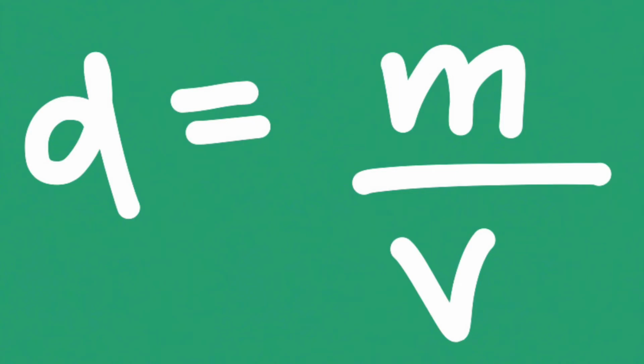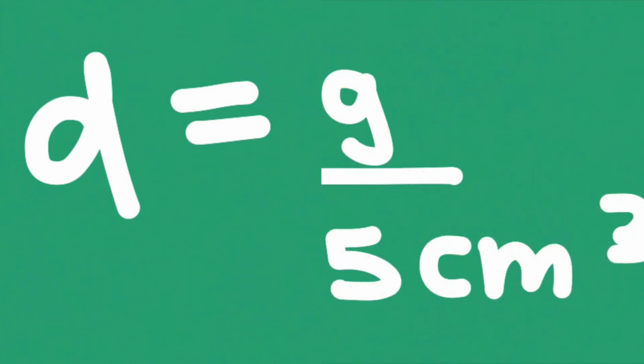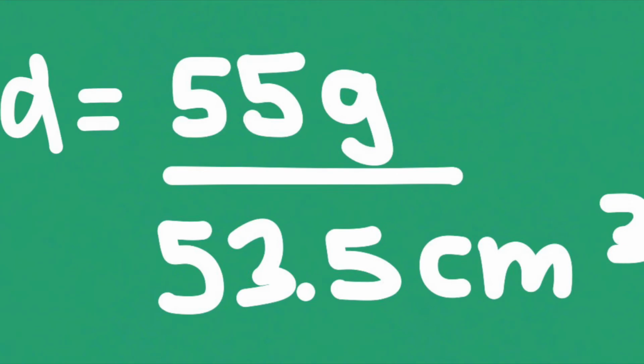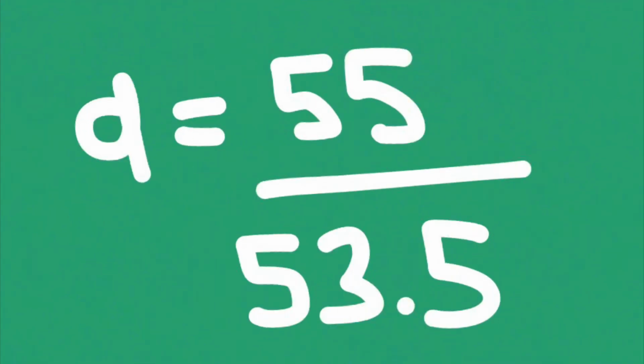Well, let's find out. We know that to calculate density, we must divide the mass by the volume. We know the mass of the egg is 55 grams and the volume is 53.5 centimeters cubed, so we can substitute that in. For now, let's forget about the units. We can come back to those at the end. With our fraction all set up, we're almost ready to divide the two quantities. But first, we have to get rid of the decimal in the denominator.